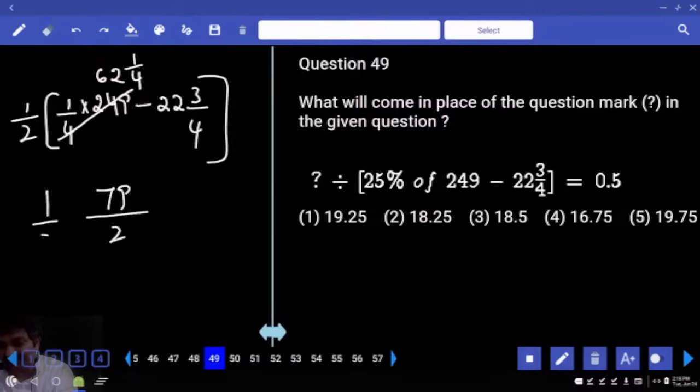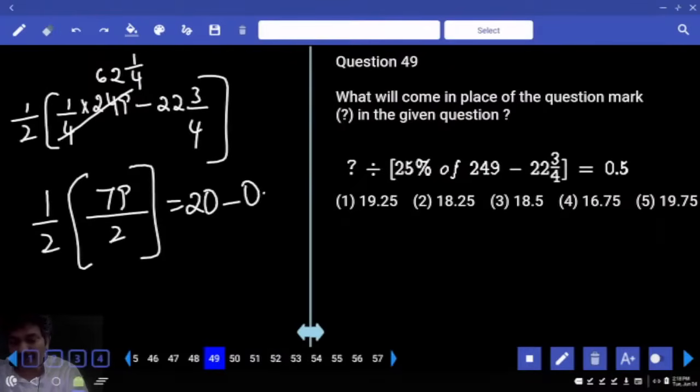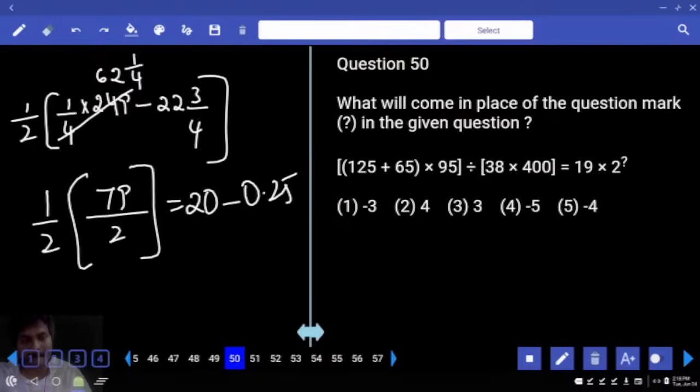Already we have half of this number, right? So can I write numerator 79 as 80 minus 1? 80 by 4 minus 1 by 4. Answer: 19.75. Got it?